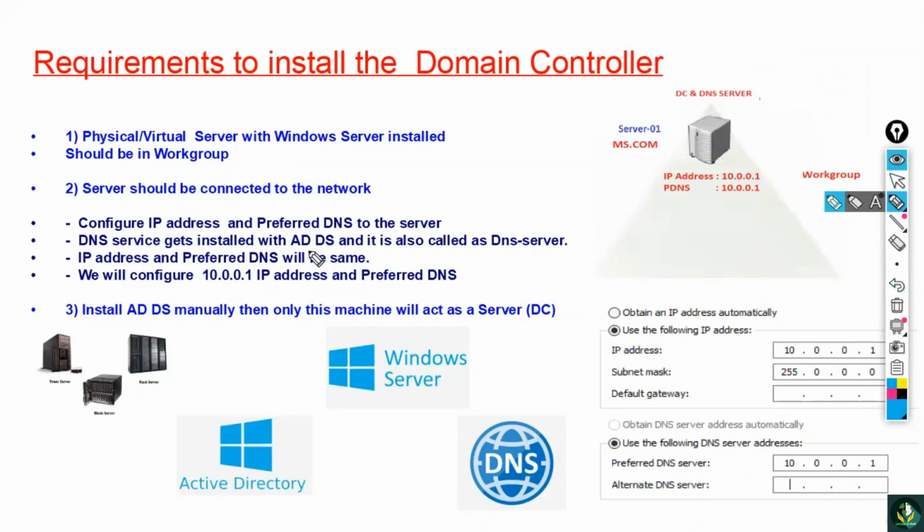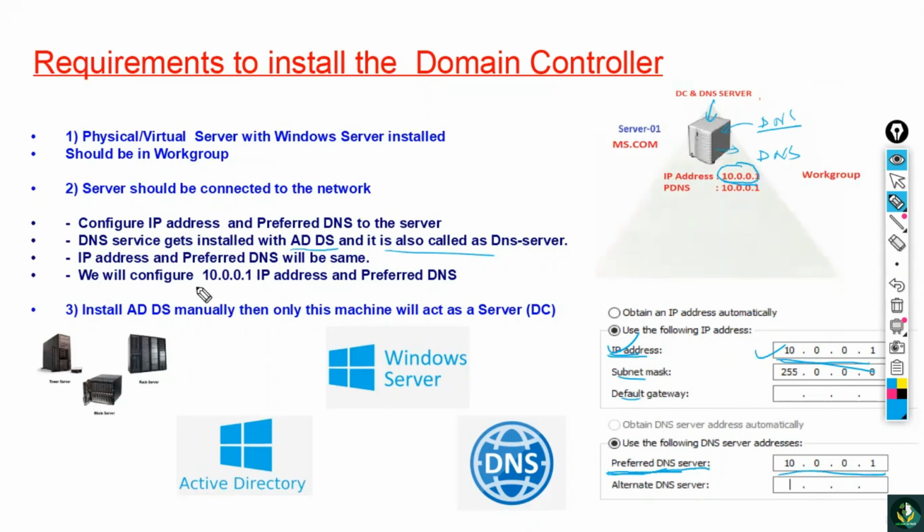So the DNS server gets installed with ADDS. IP address and preferred DNS will be the same. Let us say you are configuring the IP address 10.0.0.1 to this domain controller. It has these options: IP address, subnet mask, default gateway. We have configured IP address 10.0.0.1, and we have one option here, preferred DNS server, because the DNS server is already installed on this server. This server is acting as a DNS server as well, and the IP address is 10.0.0.1. So the preferred DNS will be 10.0.0.1 only. You need to remember this point: the IP address and preferred DNS IP address should be the same on the domain controller.